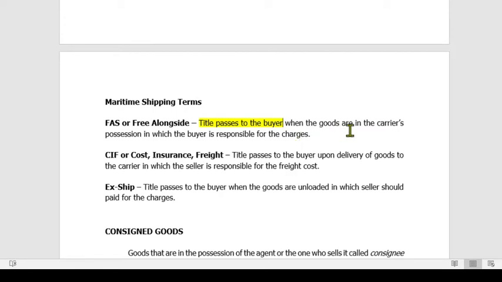So, meron pa yung CIF na tinatawag or the cost, insurance, and freight. The title passes to the buyer upon delivery of goods to the carrier in which the seller is responsible for the freight cost. So, what is the difference? Kanina, the buyer is responsible for the charges, while in this case, under CIF, the seller is responsible for the freight cost under the cost, insurance, and freight services.